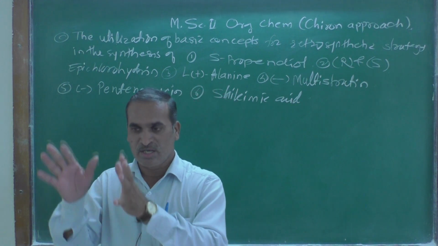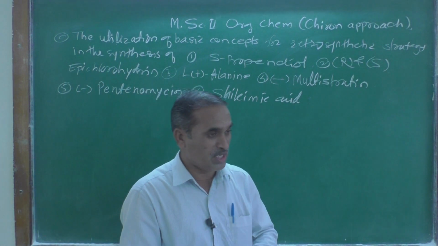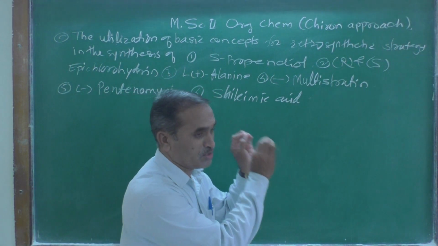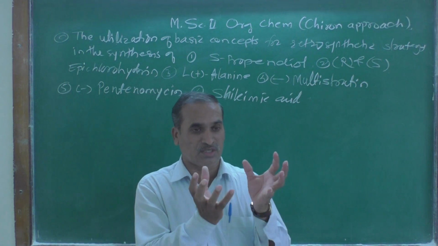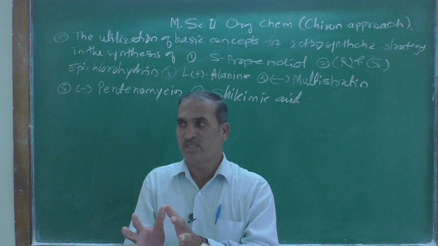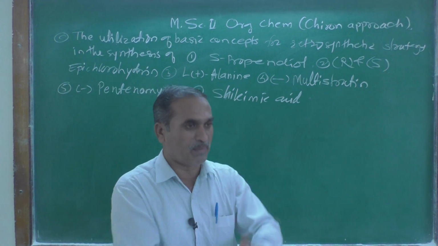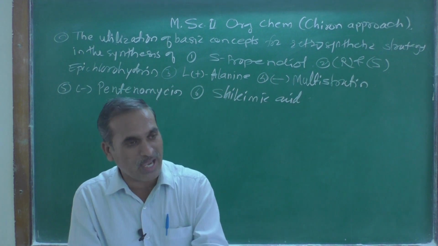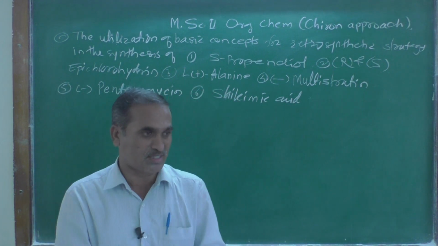How can you synthesize this compound by using various proper reagents and reaction conditions? You already have that target molecule, but starting with that precursor, that template, how can you make that molecule by using the proper reagents and suitable reaction conditions, so that you can reach the target molecule? That is called the synthesis, right?